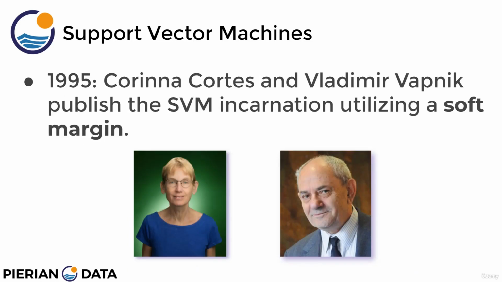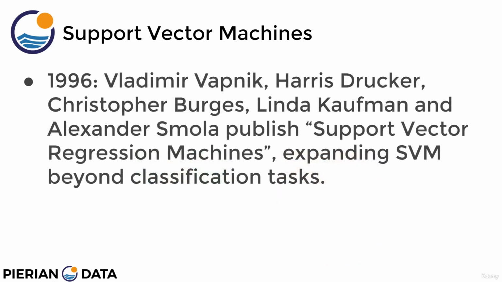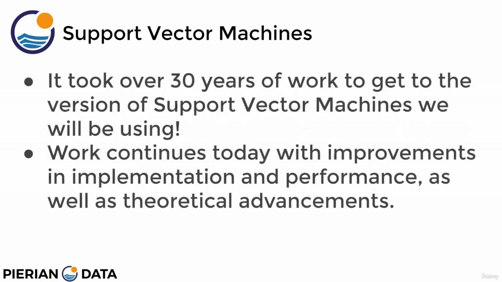And then in 1995, Cortes and Vapnik published the SVM incarnation utilizing something known as a soft margin, even further expanding the capabilities of support vector machines. And in 1996, Vapnik, along with some others, published Support Vector Regression Machines, which expands support vector machines beyond classification tasks to actually perform regression analysis.